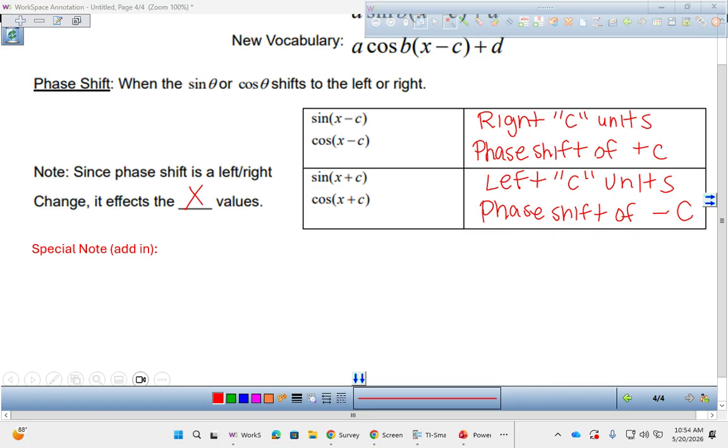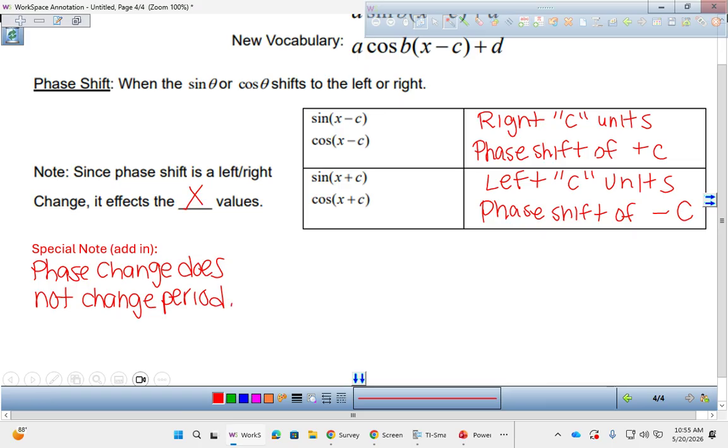So I'm just going to add a special note. You don't have a space for this, but you can add it. Phase change does not change the period. And it obviously doesn't change the amplitude either, because amplitude is y values, it's height. I'm moving left and right, so it's going to have nothing to do with the height. It's going to change the location, but it's not going to change the speed. Period is the speed. Okay? So this is not going to change the period. The way that we get the period is going to be the same. How long does it take to start and finish the race?